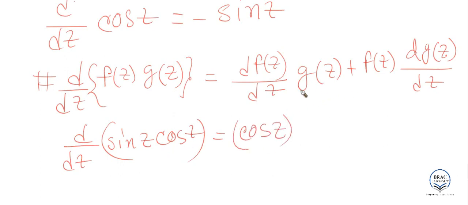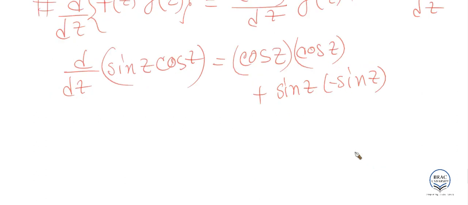That is, it is equivalent to g of z. So this is cosine z, and the second term is leave the first term alone. That is f of z, which is just sine z, and the second one is the derivative of cosine, which is just minus sine z. So this is how you can easily use the product rule as well. So this will give you cos square z minus sine square z.